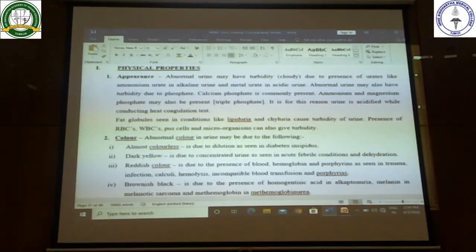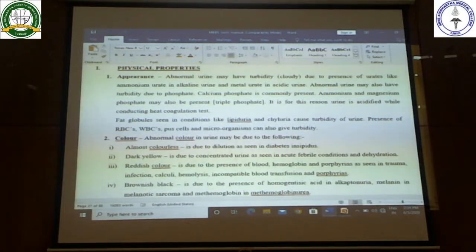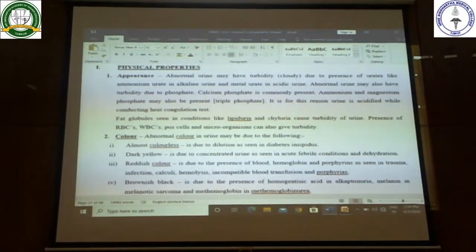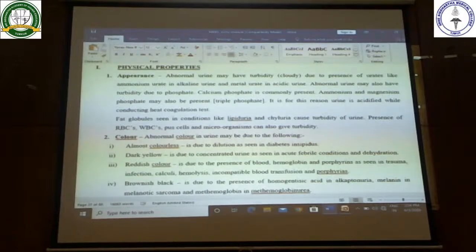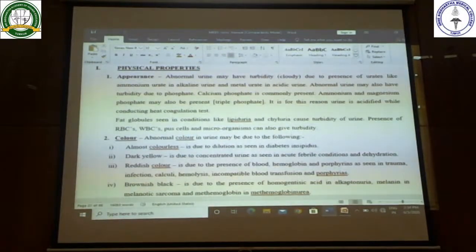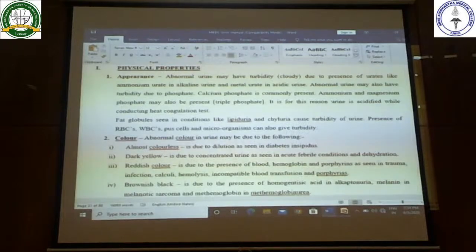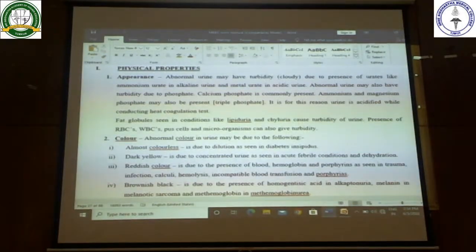If the sample that you received is turbid, when you hold the sample up in the air and keep a sheet of paper behind it, you can see whether it is turbid or whether it is clear. Normal urine, as you have seen, is very clear. Turbidity will be like a cloudy appearance. In between, it will not be very transparent like normal urine.